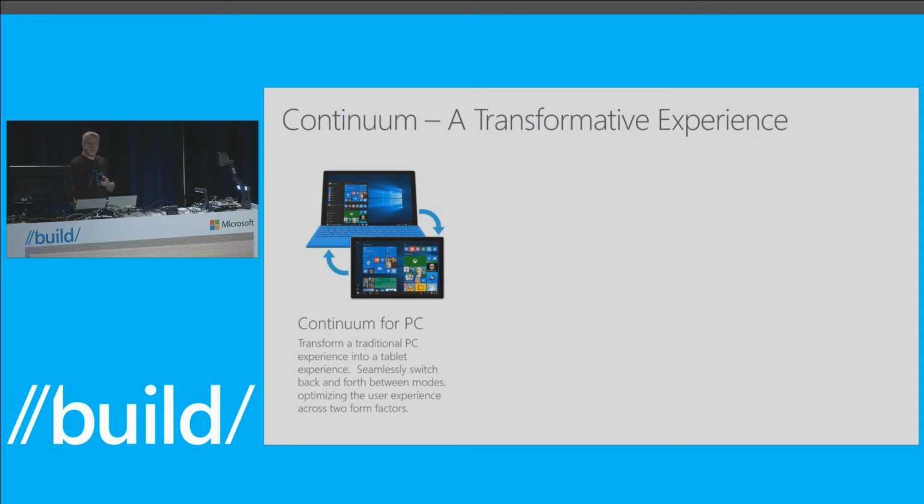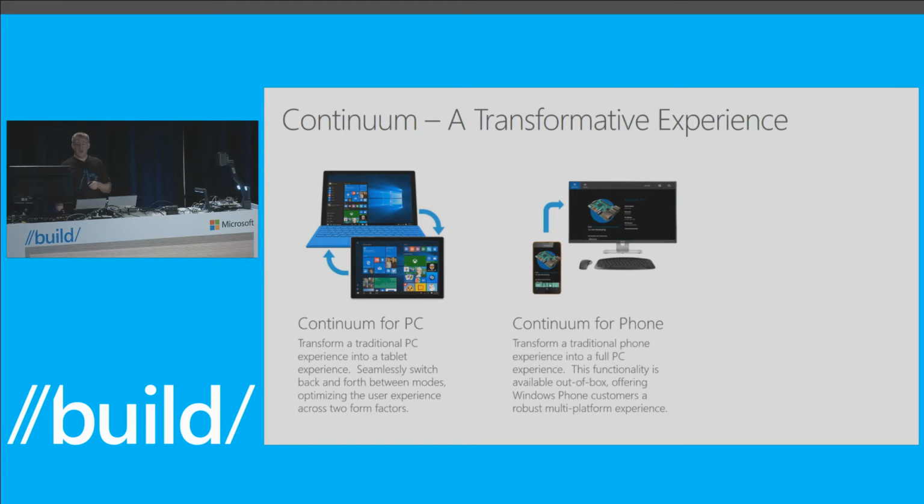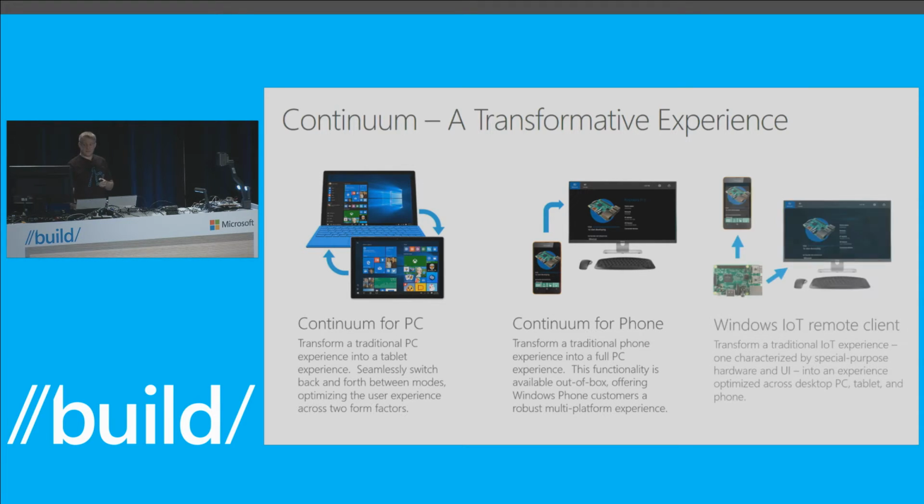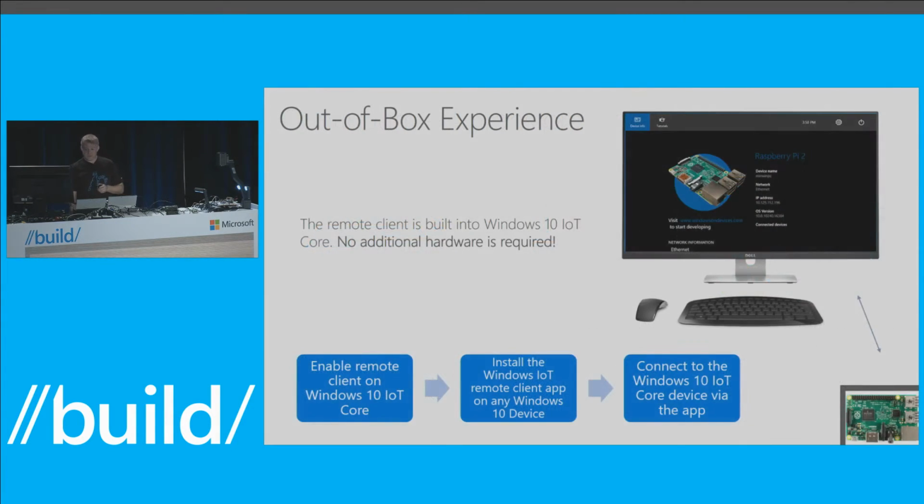As you know, Continuum for the PC transforms a traditional PC into a tablet and vice versa. Continuum for phone transforms a traditional phone experience into a full PC, and the functionality is available out of the box. With Windows IoT Remote Client, you can transform a traditional IoT experience, one that may not have a display connected or a keyboard or a mouse. You can take that displayless device and put a display on it. And today we're announcing that the Windows IoT Remote Client is available in the store for you to download and use. So what does that mean?